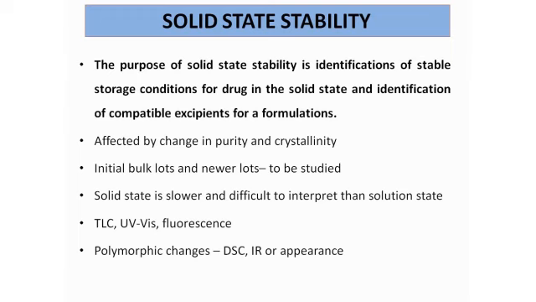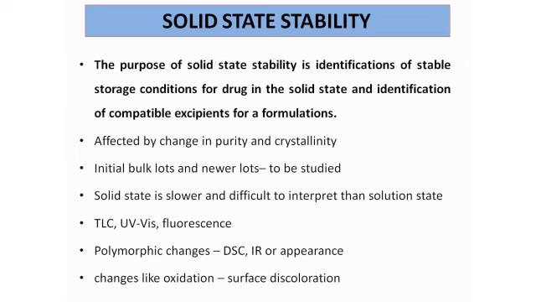Apart from that, polymorphic changes may occur in the drug, and this can be studied using DSC, that is differential scanning calorimetry. You can also use IR, that is FTIR, Fourier transform infrared spectrum, or its appearance, because when polymorphism takes place, we can see changes in the appearance, right? Apart from that, change like oxidation. If oxidation has taken place in the solid state drug, it can be easily detected, like surface discoloration or fading of the color of the solid.